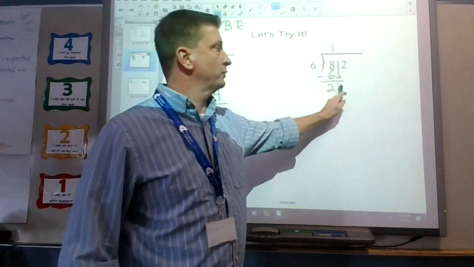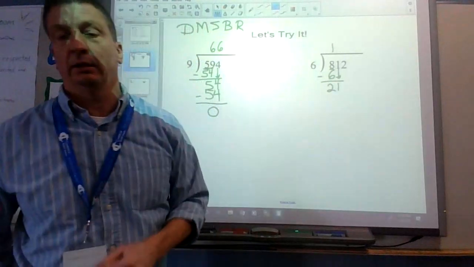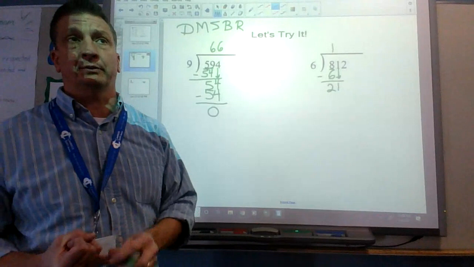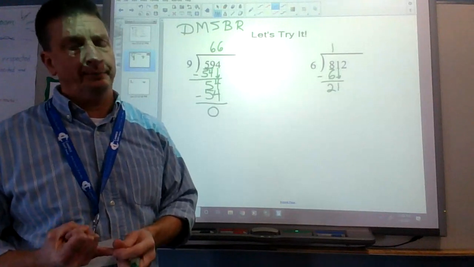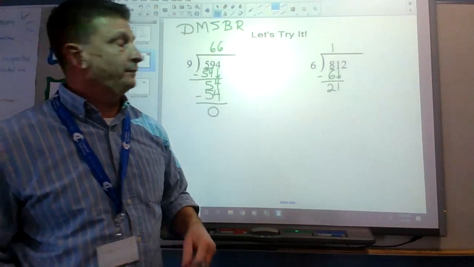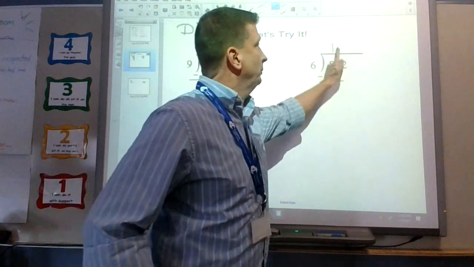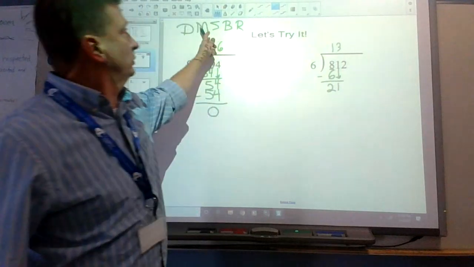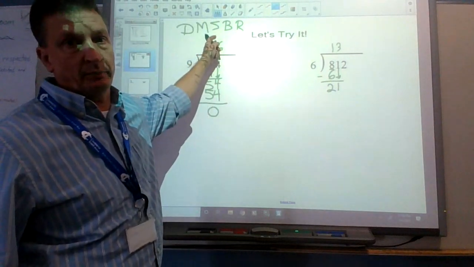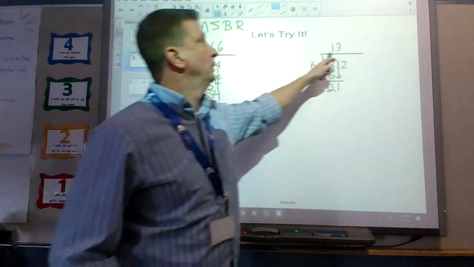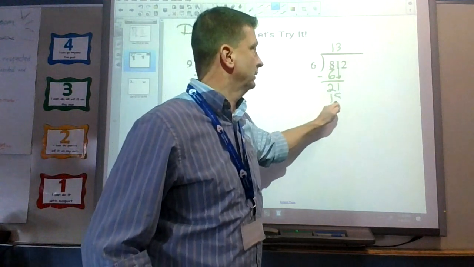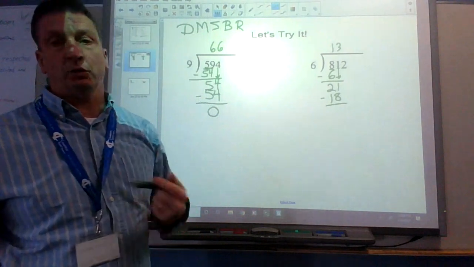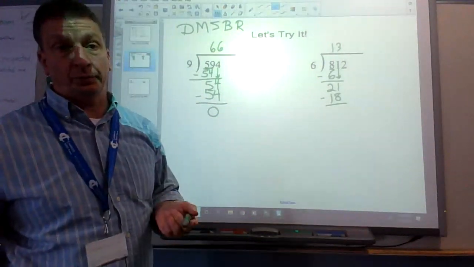So now we have 21 units that we're dividing into 6 equal groups. Well, if you know your math facts, 6 times 4 is 24. That's too big. So 6 times 3 is 18. So I'm going to put my 3 directly above that 1. And I'm going to do my next step, multiply. 3 times 6 is 18. All right, so now if I look at that, 21 minus 18, that's 3.